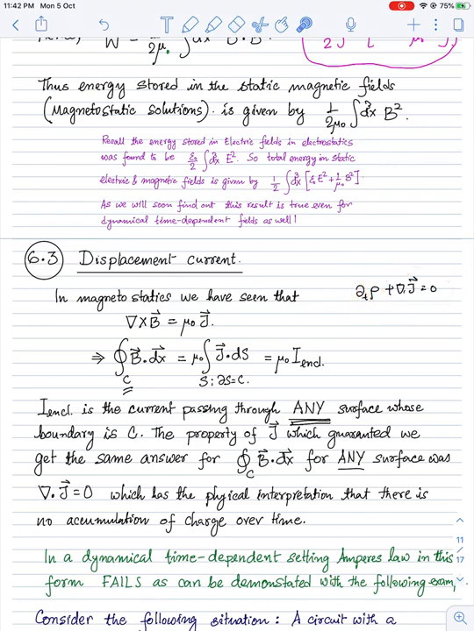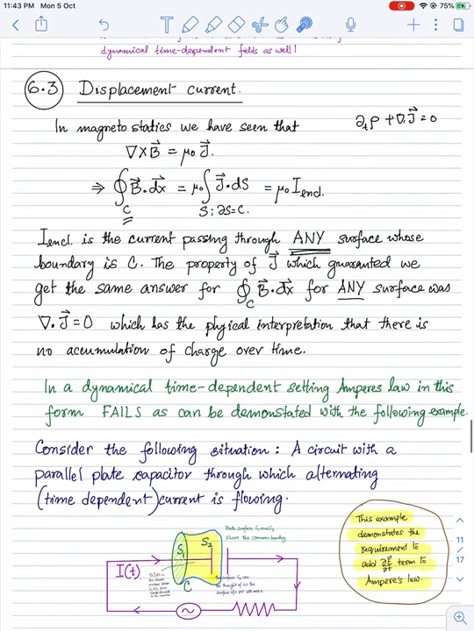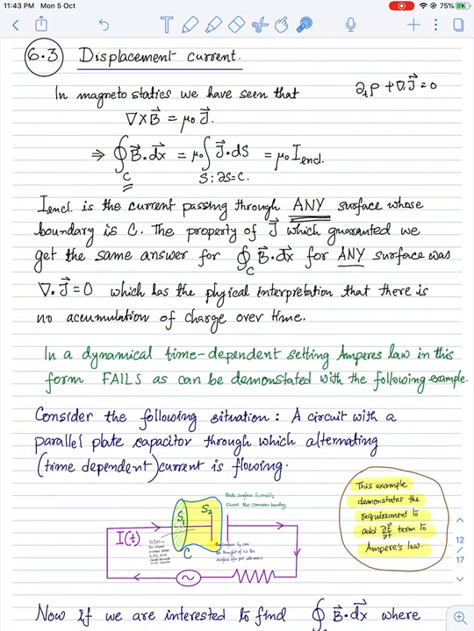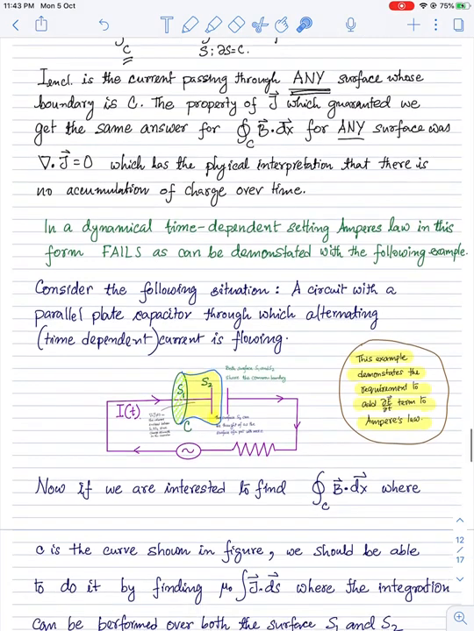And because this term was absent, divergence of J was equal to 0, and we could use this to show that any surface whose boundary is this loop C gave us the right value of the current on the right hand side. Okay, so the left hand side and right hand side matched if we considered any surface. But in a dynamical situation, this can fail miserably, as we'll see here. So we'll just demonstrate that in an example.